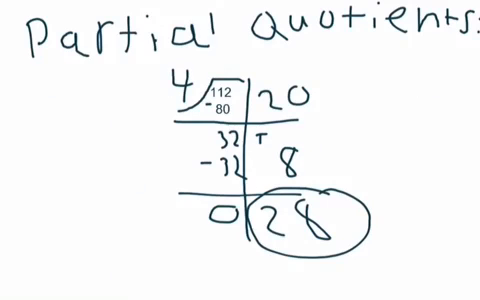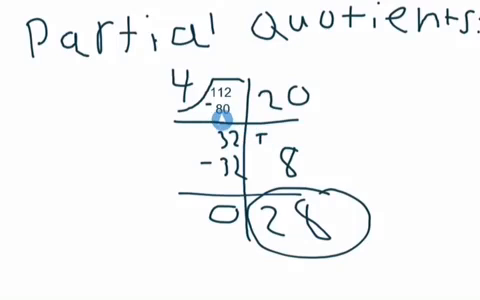And this is partial quotients. So we're trying to do 112 divided by 4. And we know 4 times 20 equals 80. So then we're going to do 112 minus 80, and that equals 32. And then we're going to put the 20 over here on the line that we drew for the answer right here. And we'll explain that more later.